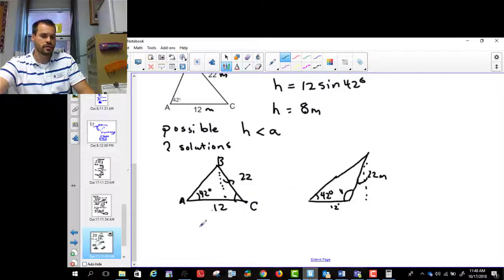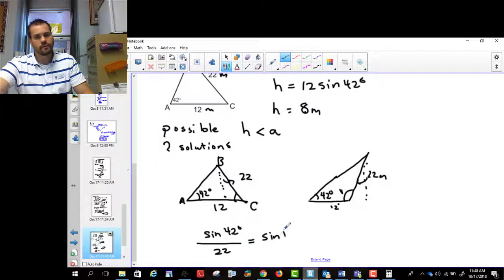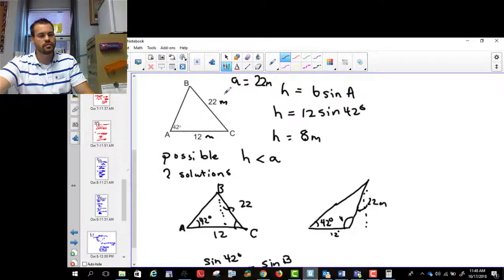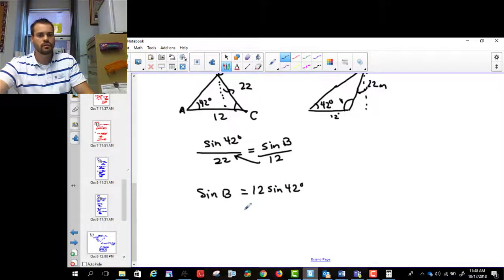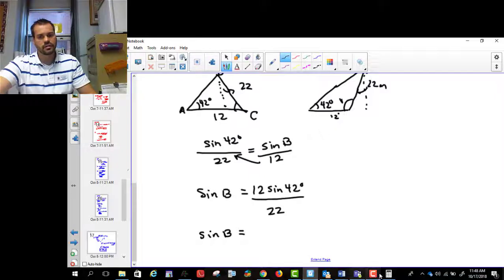If you set up the calculation, you would go sine A, which is sine 42, over 22, and you would say it's equal to sine B over 12, right? If you look at your sine A over 22 is sine B over 12. We would say, okay, that means that sine B is 12 sine 42 over 22. So we get sine B equals, and then I have to do my calculation.